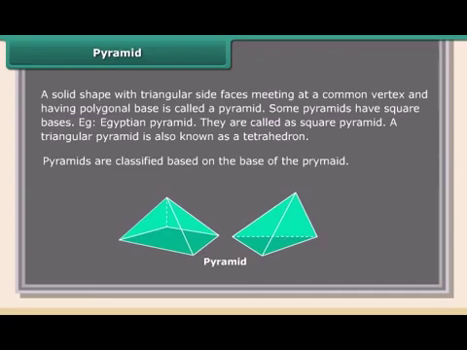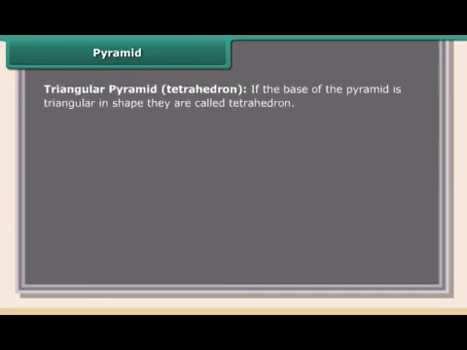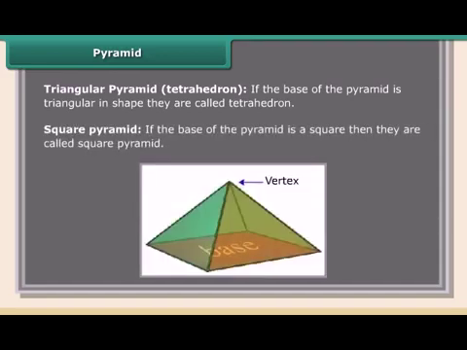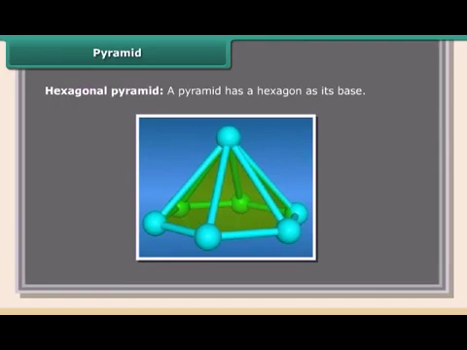Pyramids are classified based on the base of the pyramid. Triangular pyramid, tetrahedron: if the base of the pyramid is triangular in shape, they are called tetrahedron. Square pyramid: if the base of the pyramid is a square, then they are called square pyramid. Hexagonal pyramid: a pyramid that has a hexagon as its base.